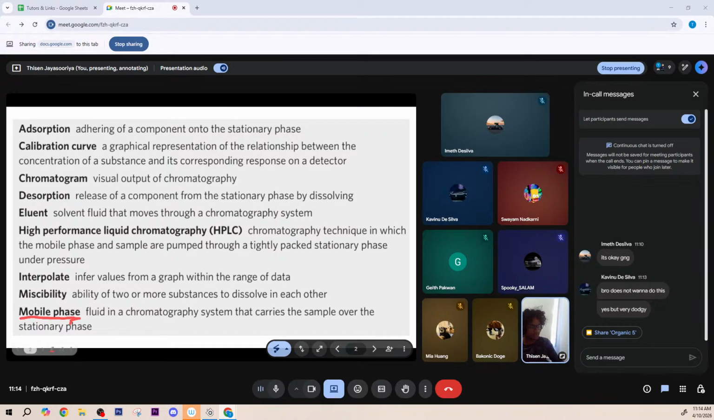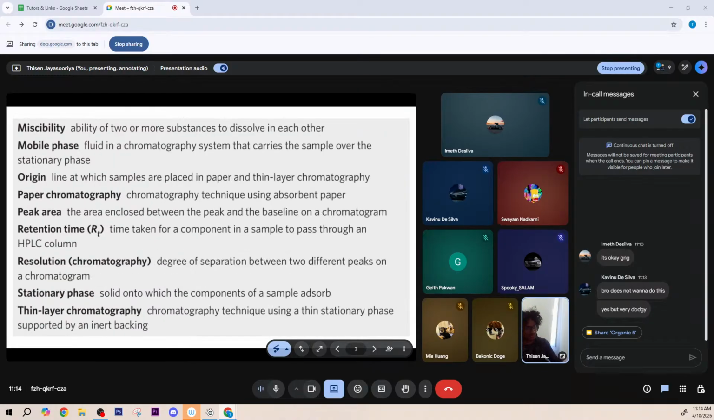Because the main thing I need you guys to remember is the mobile phase. You don't really need to know any of the rest of this stuff, maybe the definition of interpolate, but besides that, I can't think of anything else you'd need. And then over here, we'd have the mobile phase, as I said before, and the stationary phase. That's the other thing you want to think of. Other definitions we'll cover as we do this.